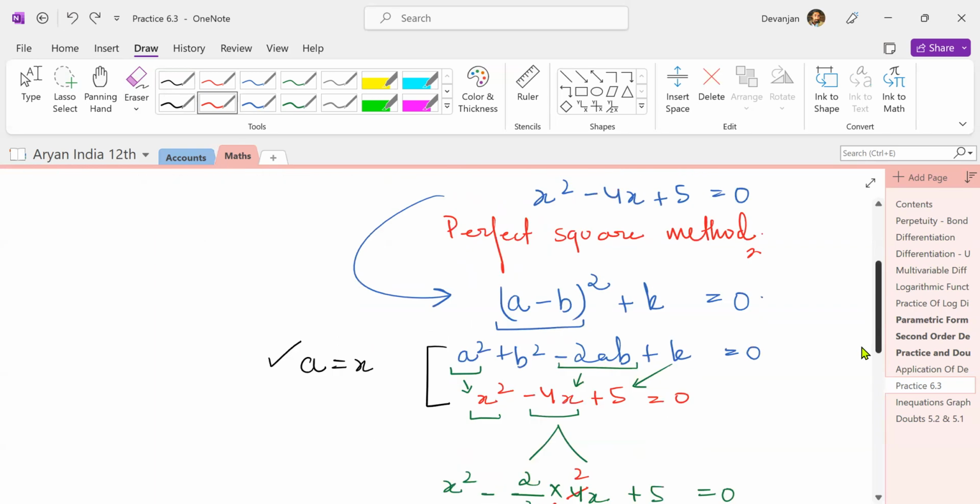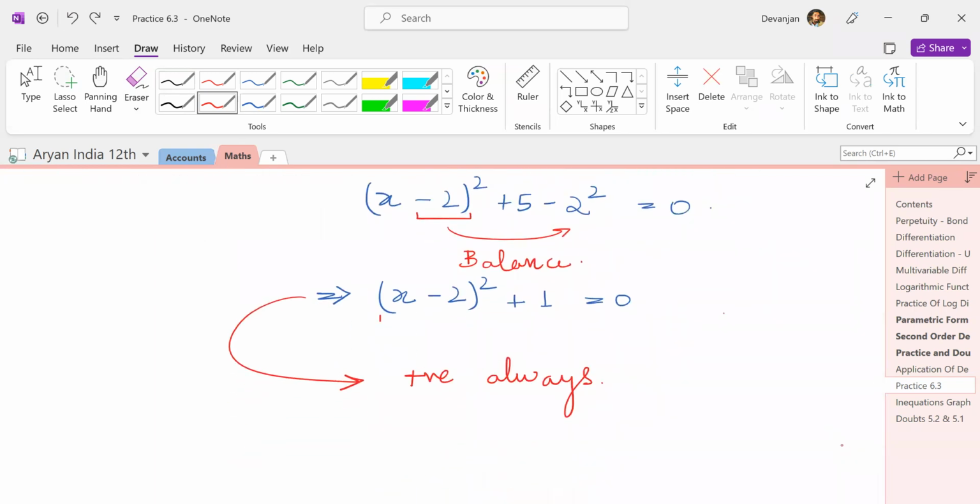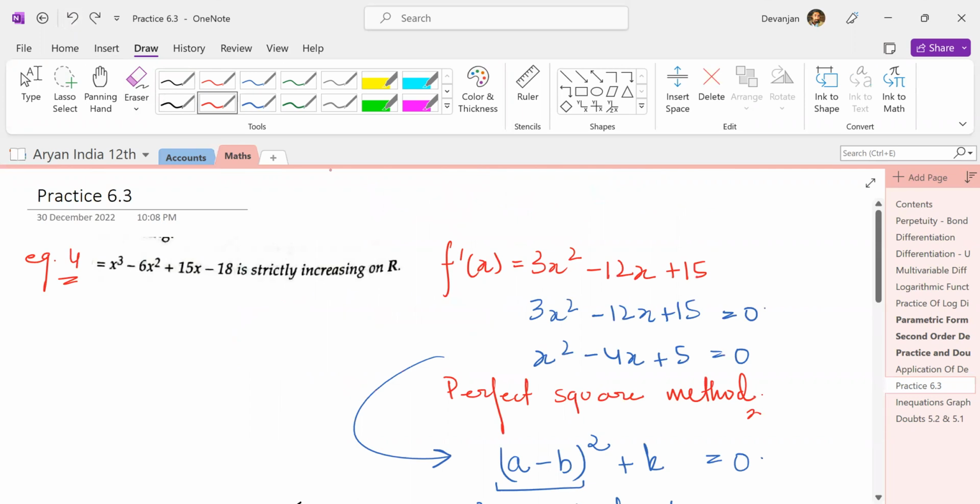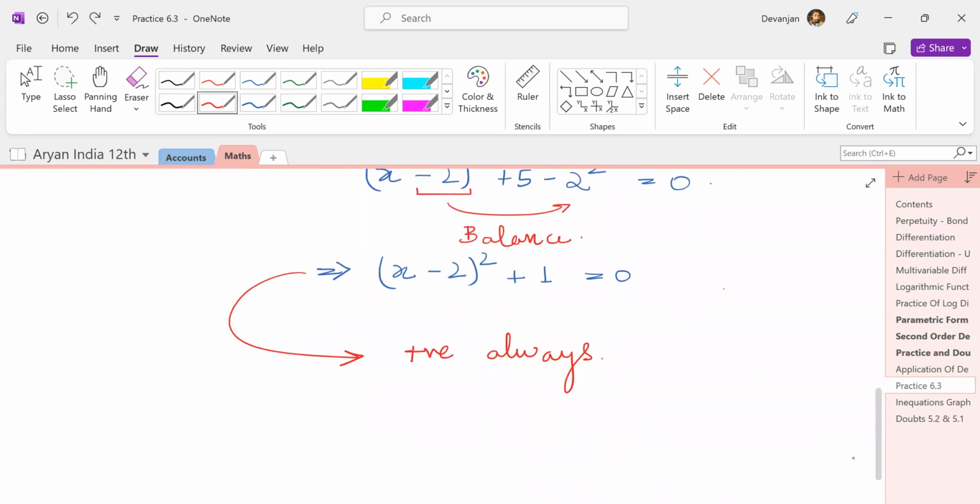That is how you will prove that this is strictly increasing. This will be always positive. No matter what x value you choose, this part is always going to be positive. That is why it is always strictly increasing. Understood.